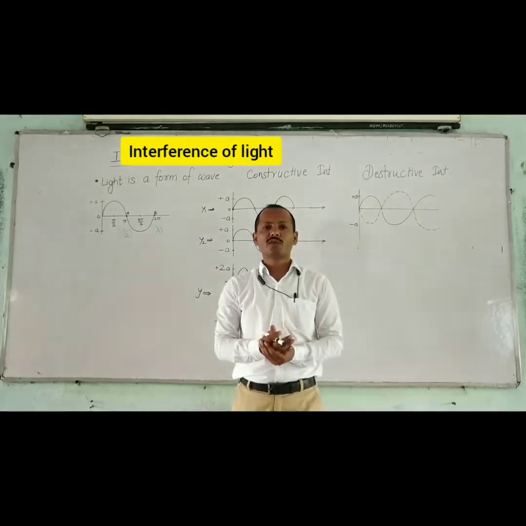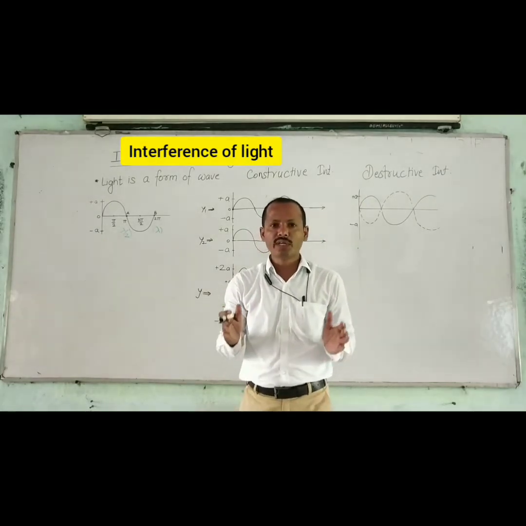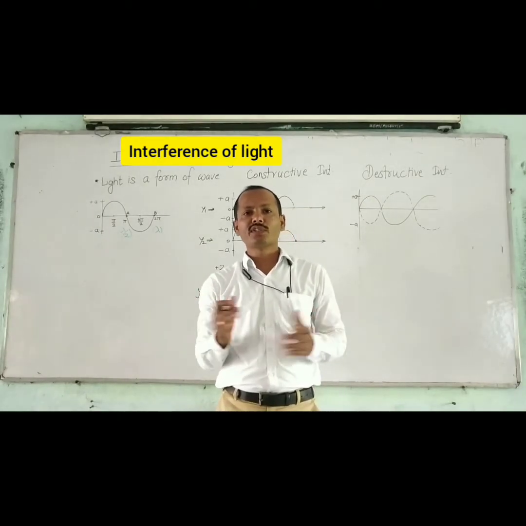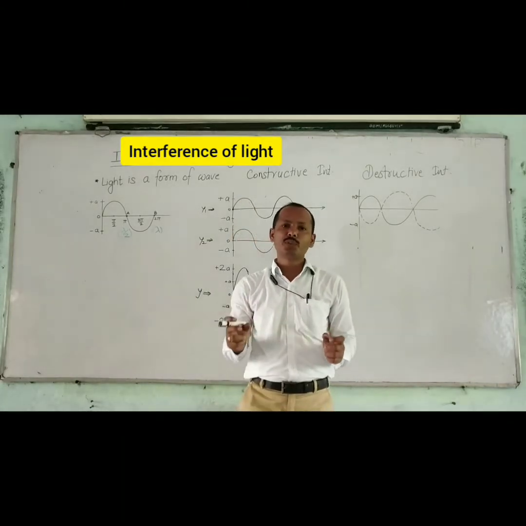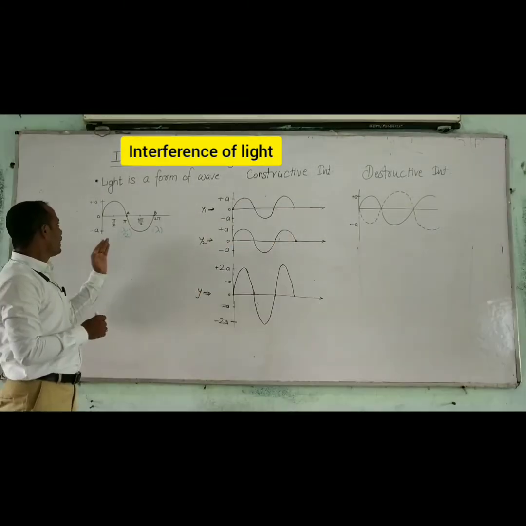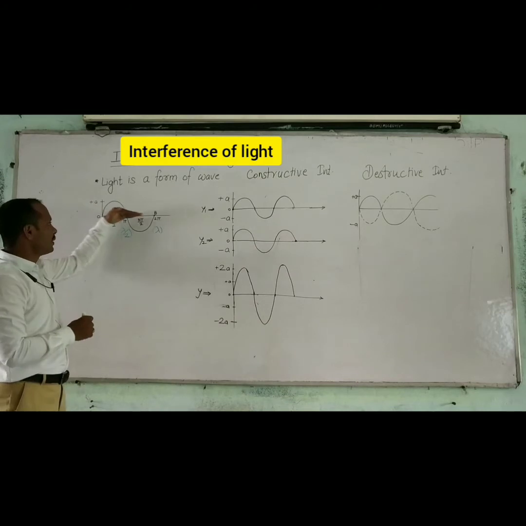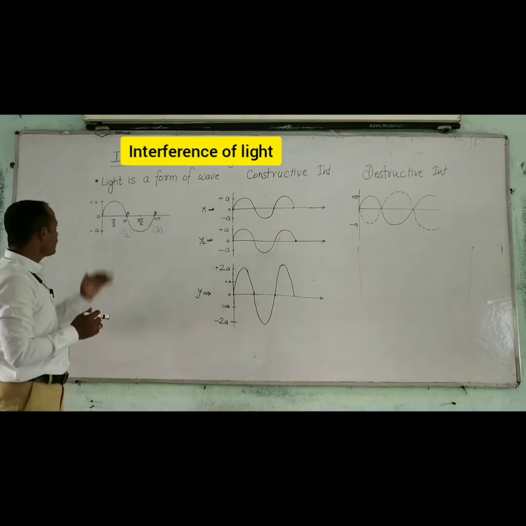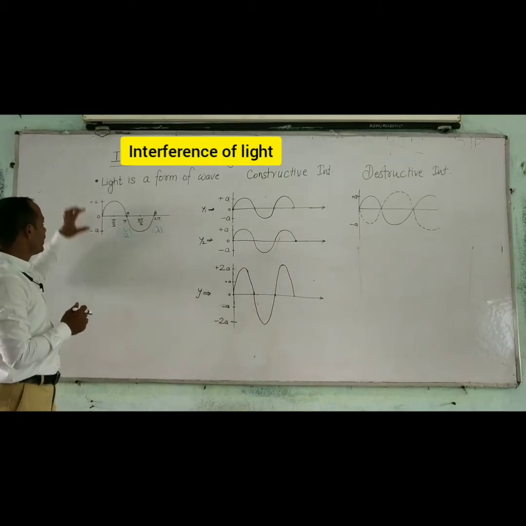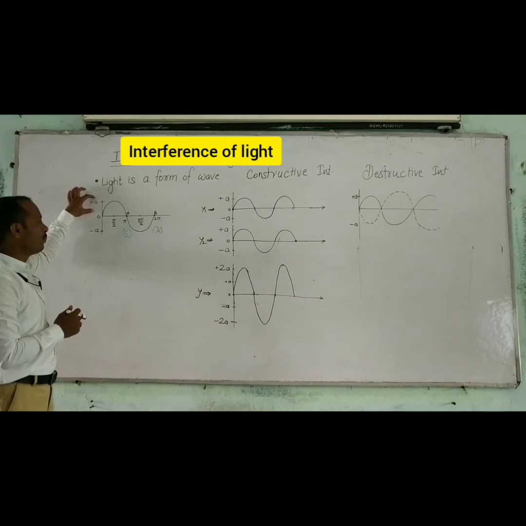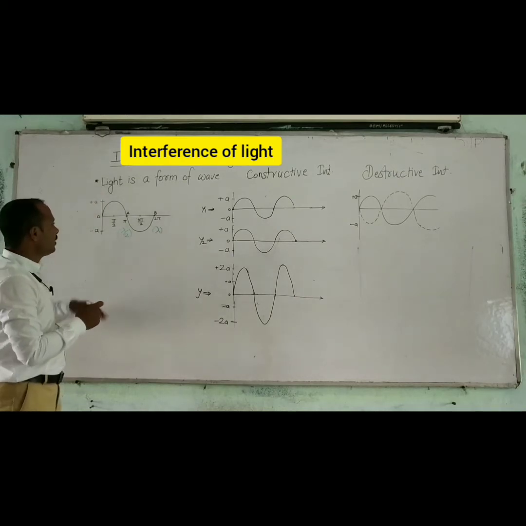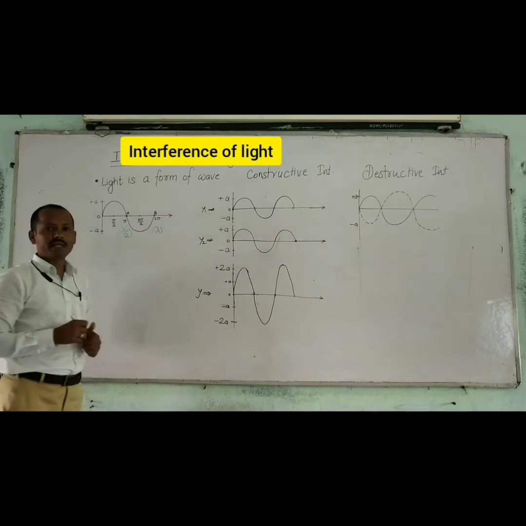What is interference of light? We have discussed interference of light, and interference of light is the redistribution of energy. Here this is the y-axis and this one is the x-axis. Along the y-axis we took the amplitude plus a and minus a, and the wave moves in this direction.